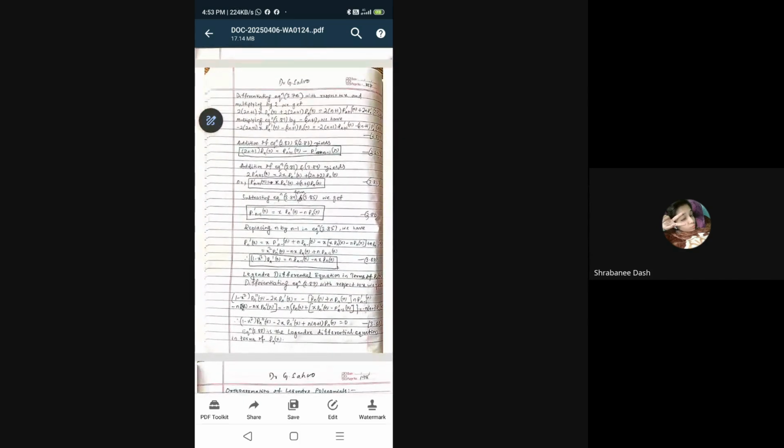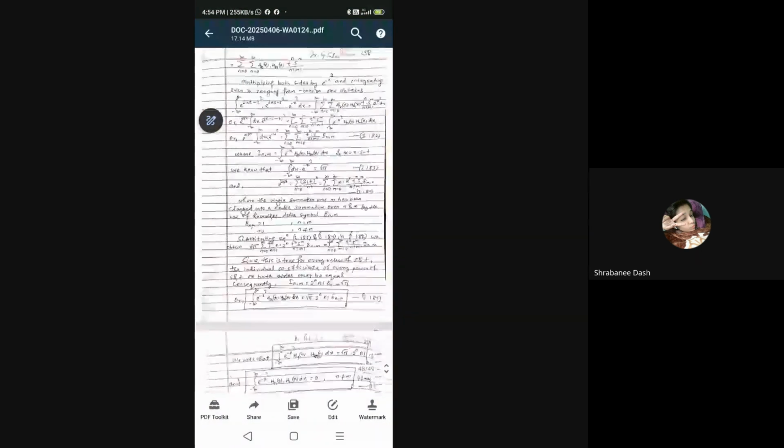Similarly, you have (2n + 1) P_n(x) = P'_(n+1) - P'_(n-1), and P'_(n+1) = x P'_n + (n + 1) P_n, and P'_(n-1) = x P'_n - n P_n, as well as (1 - x²) P'_n = n P_(n-1) - n x P_n. Similarly, you have recurrence relations for the Hermite polynomial and other polynomials also.